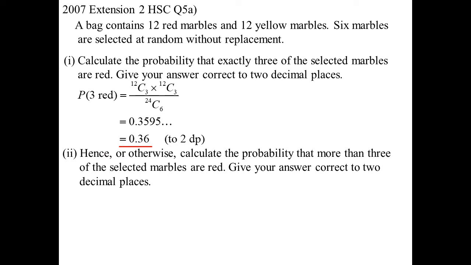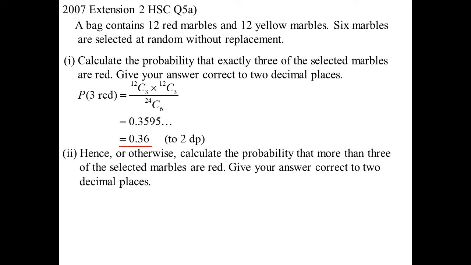Hence or otherwise. Now, a wonderful statement. Hence means, of course, using what we just proved. Or otherwise means, well, if you really want to, sure, use a different method. But they're trying to give you a hint here. Like, hence, you can use this first part. Calculate the probability that more than 3 of the marbles are red, again, to 2 decimal places.